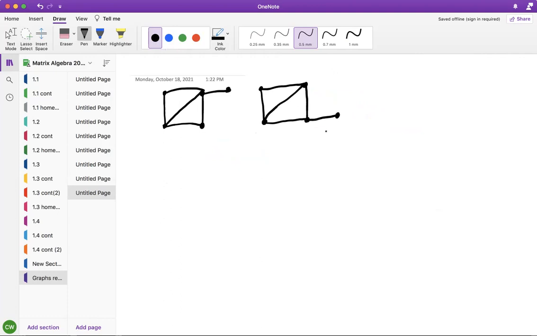Okay, let's see. Let's just compute the adjacency matrix and its higher powers.